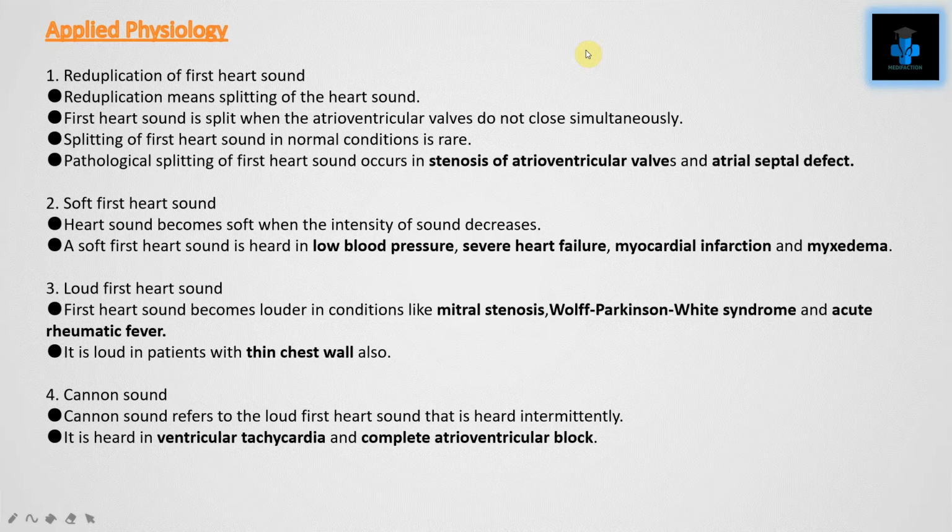Number 3. Loud first heart sound. First heart sound becomes louder in conditions like mitral stenosis, Wolff-Parkinson-White syndrome, and acute rheumatic fever. It is loud in patients with thin chest wall also. Cannon sound. Cannon sound refers to the loud first heart sound that is heard intermittently. It is heard in ventricular tachycardia and complete atrioventricular block.